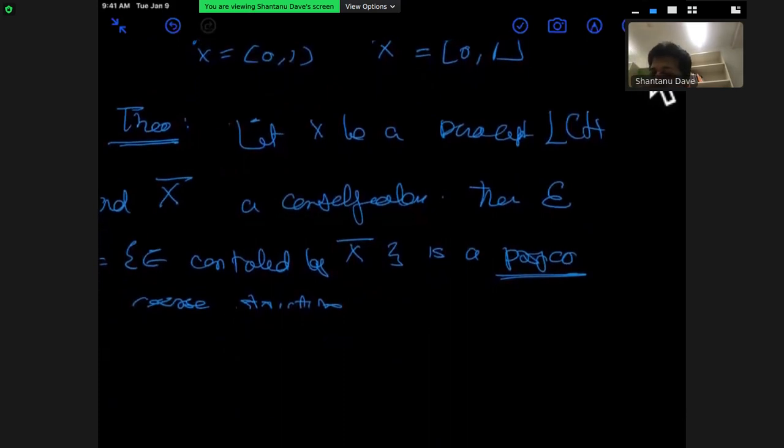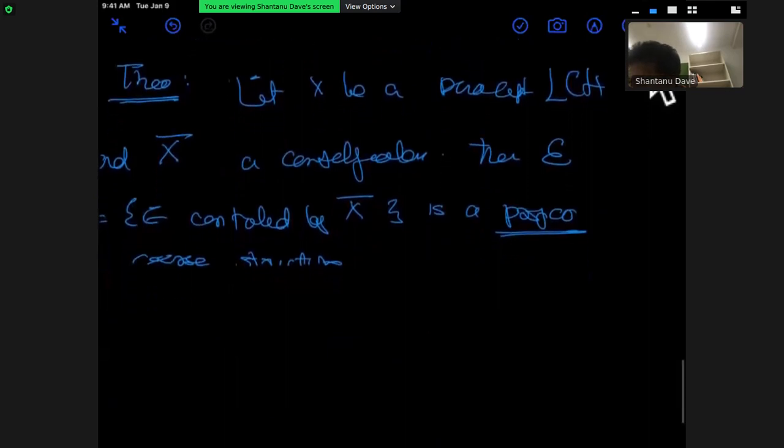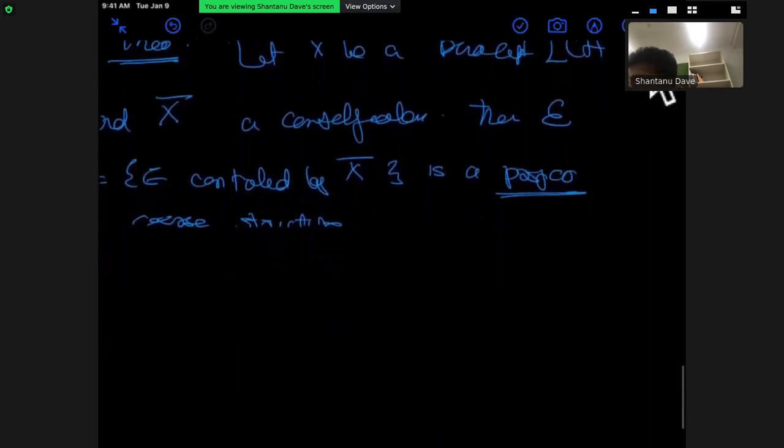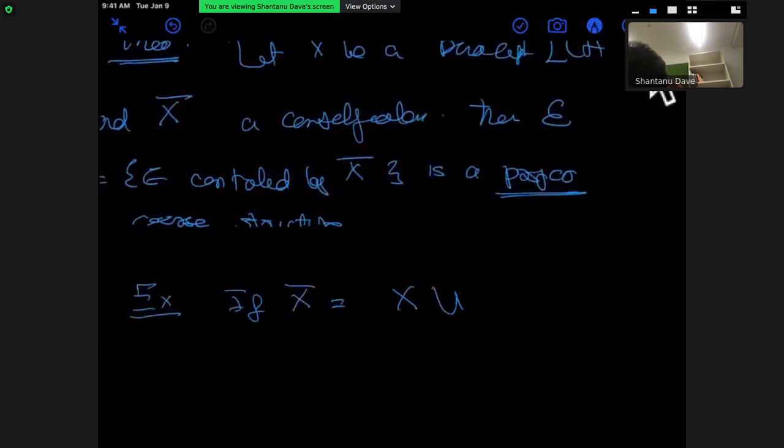Is this clear so far? It's a little bit abstract, but we'll get to being more concrete in a bit. Before I do that, let's look at the obvious compactifications. We have a locally compact space. One obvious compactification, just as an example: X bar is X union infinity, the one-point compactification. Then what sets are controlled in the one-point compactification?